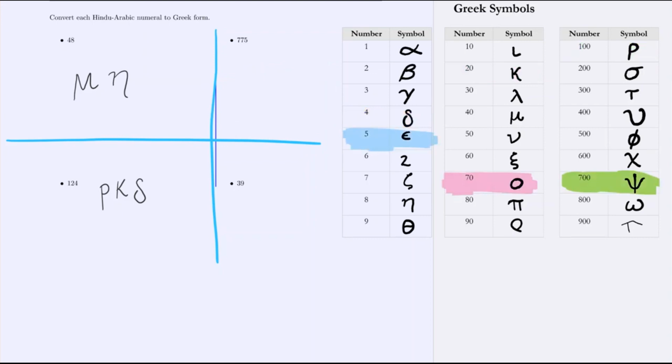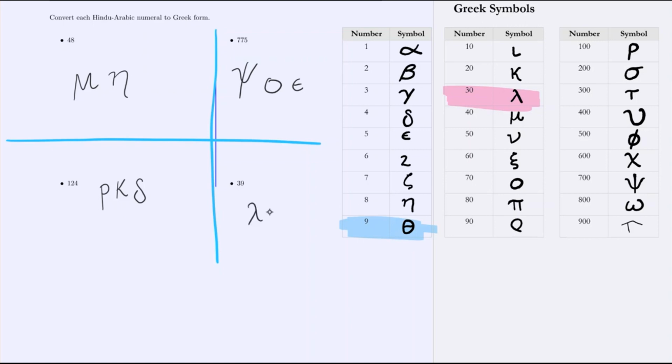For 775, we just need to isolate the 700, the 70, and then the 5 symbols, which we've done here in our table, and then write them in descending order. So we've got the largest 700, 70, and then 5. For 39, we've got 30, followed by a 9. So we would see the 30 is here, followed by a 9, which we've got there. So we just write it 30 first and then the 9. And that's it with Greek symbols.